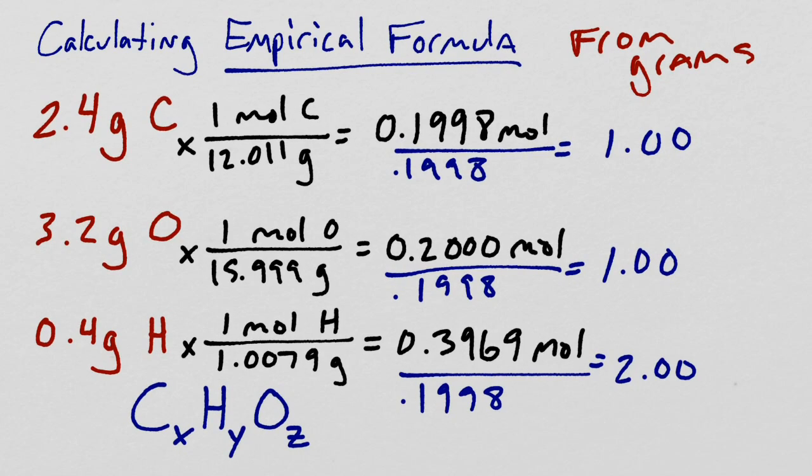So when we write our formula, now we can get rid of the x, y and z in our molecular formula and plug in the numbers. For carbon, it's just going to be a 1, and we can just leave that blank. For oxygen, it's also a 1. For hydrogen, it's a 2. So it would look like carbon 1, hydrogen 2, oxygen 1, but we leave off those 1s. And so that's our empirical formula.